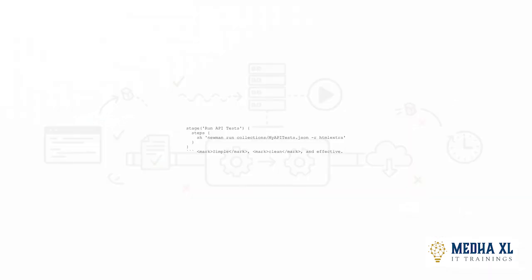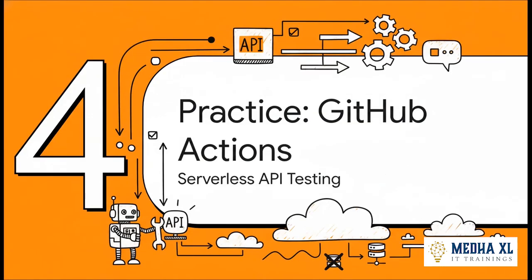Now, if you're using a modern Jenkins pipeline, the code looks something like this. And don't worry about the Groovy syntax. The only thing you need to focus on is that sh command right in the middle. See? It's just our Newman command running inside a pipeline stage. It's that simple.